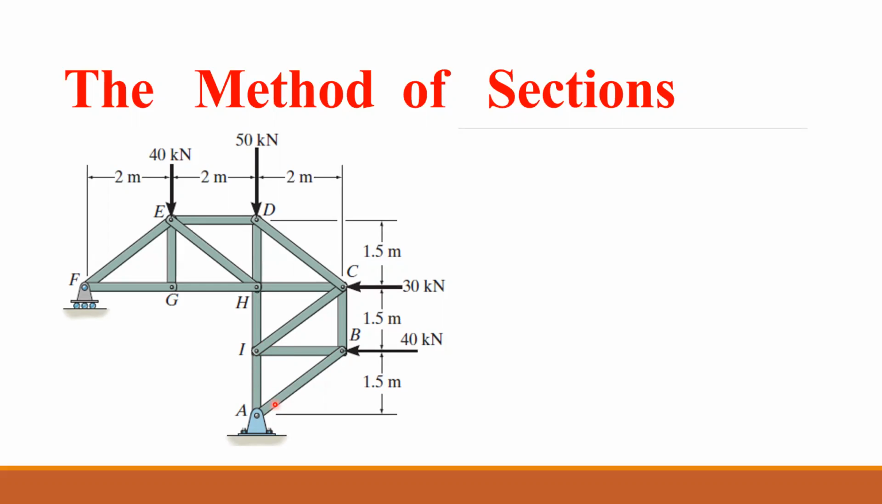Okay, let's see what the method of section is and what the step-by-step solution looks like. The first step, most of the time, is that we need to find reactions in the support. So for example, at A, we have two reactions, AX and AY, and for the roller, we have only one reaction. So the first step is finding reactions AX, AY, and FY.